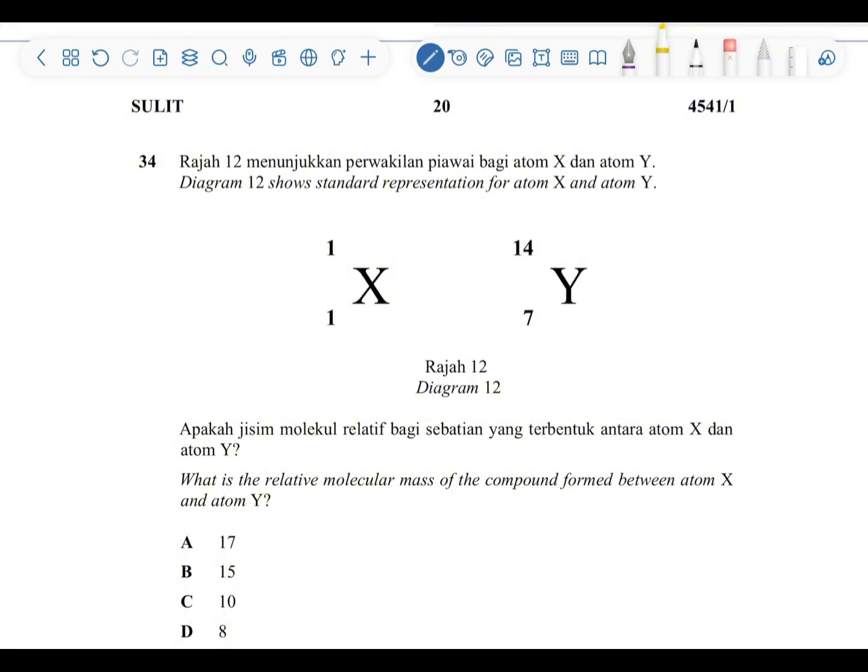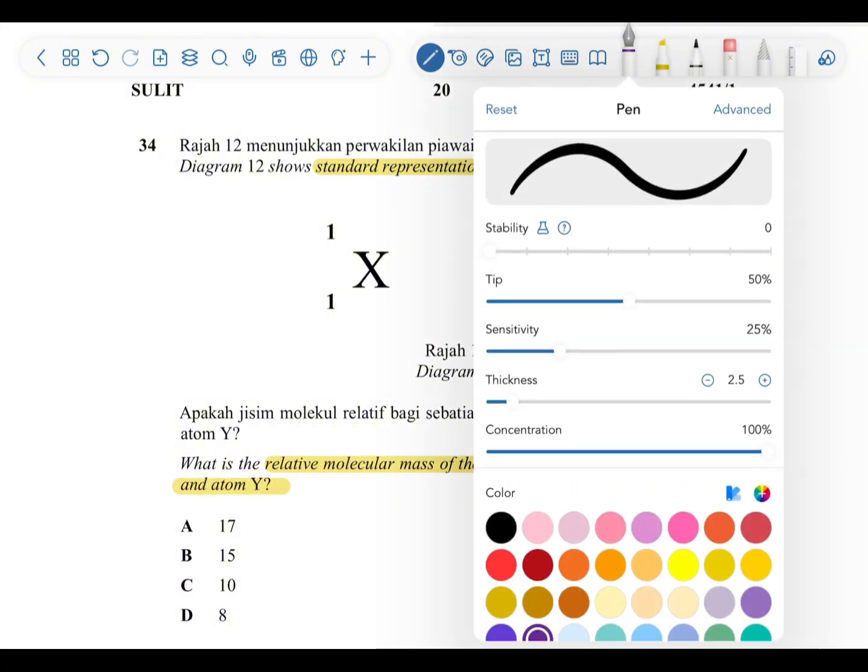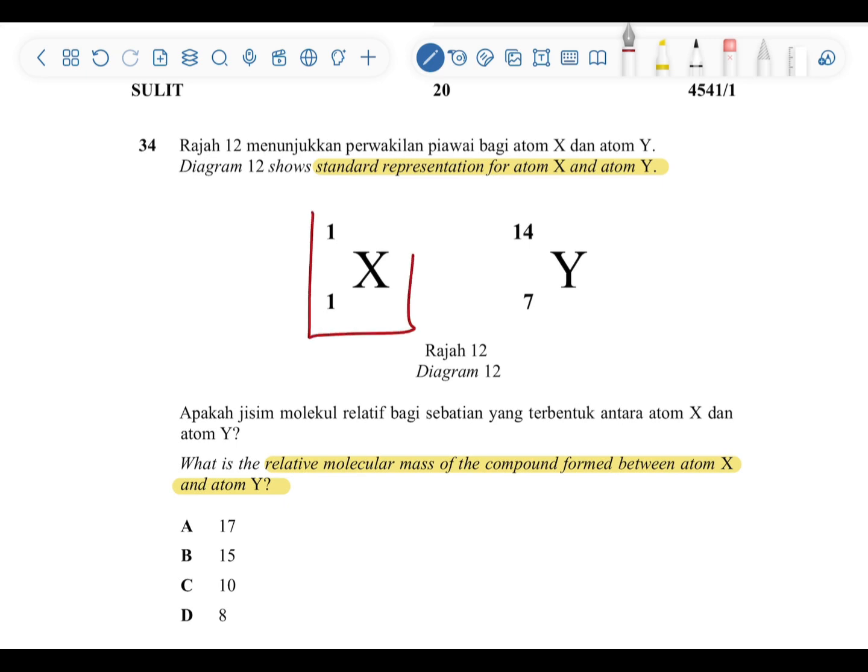So let's continue with the next question. This question shows us the standard representations for the atoms X and Y. What is the relative molecular mass of the compound formed between the atoms X and Y? This is the standard representation for the atom, right? The proton number will always refer to the number of protons.